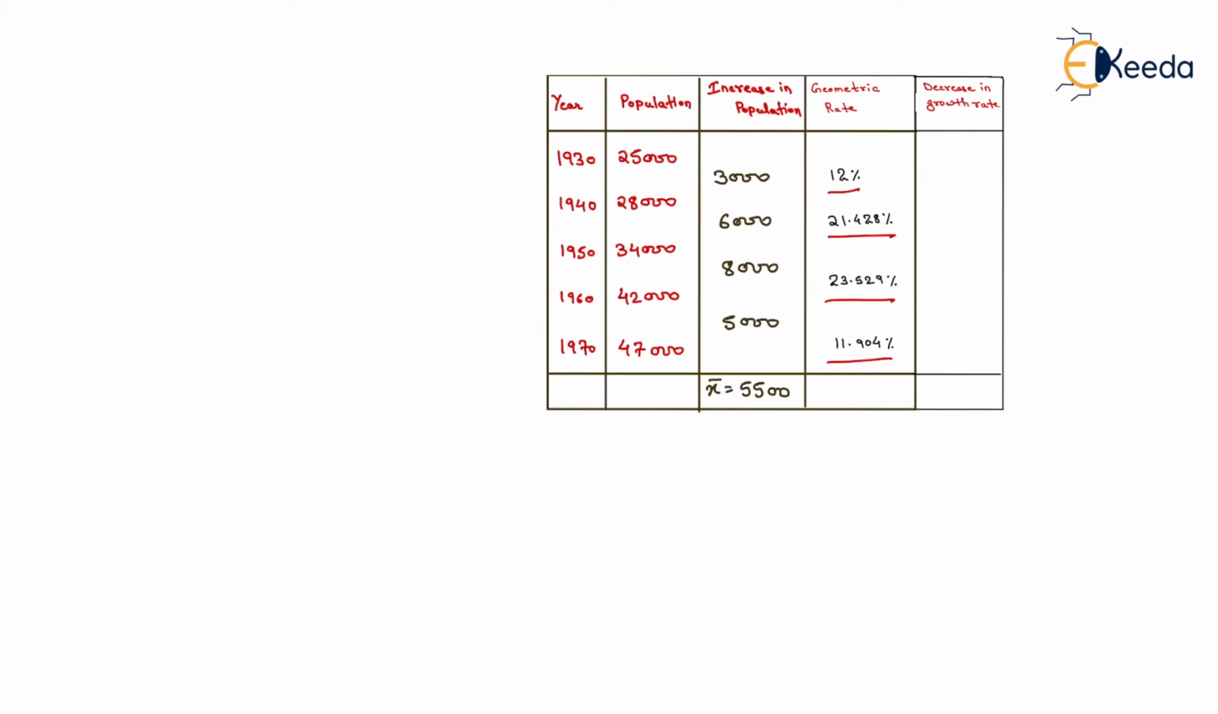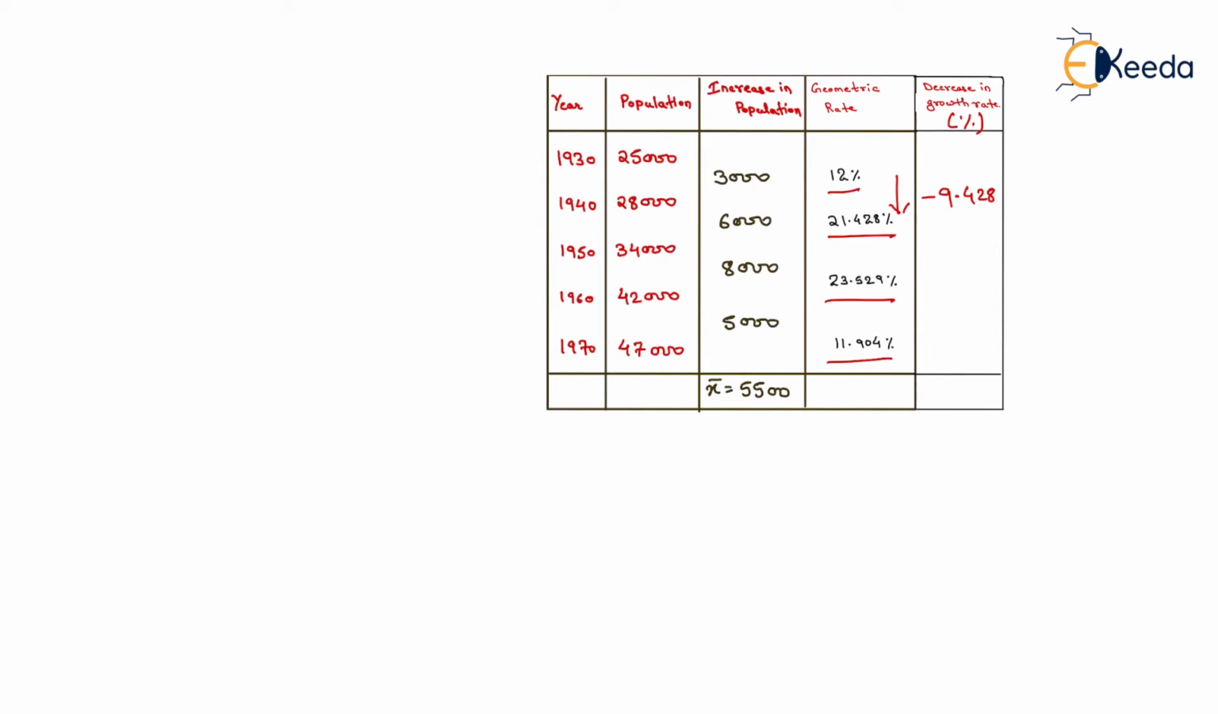Now from 12% to 21.428%, what will be the decrease in percentage? Just tell me. It will be equal to minus 9.428%. Why have I written minus here? Because we need to calculate a decrease in growth rate, but the growth rate increases from 12 to 21.428. So we need to put a minus sign in front of the value, that is minus 9.428.